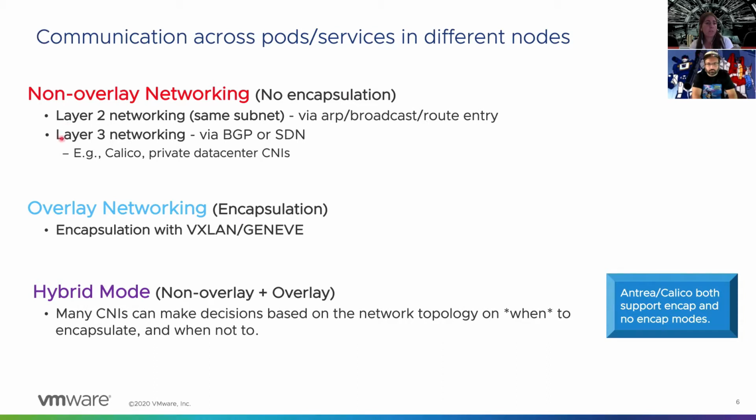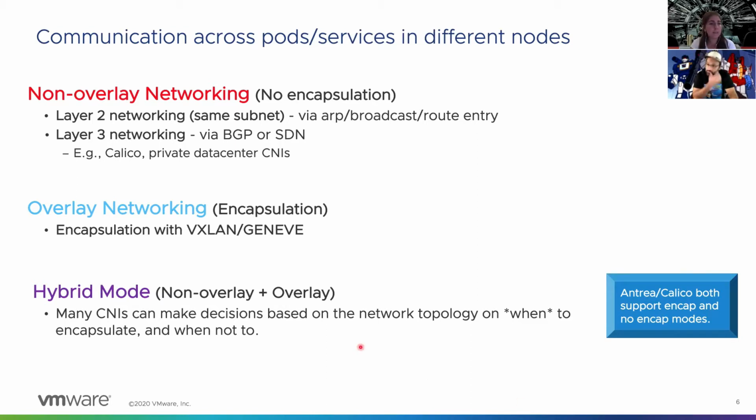Another option is providing a pure layer 3 networking. So this option requires some configuration in the underlying network. So it is only suitable if underlying network can be controlled. So this is mostly possible in maybe private data centers. And there are several ways to achieve this. Calico uses BGP, or private data centers may implement their own CNI to provide layer 3 networking.